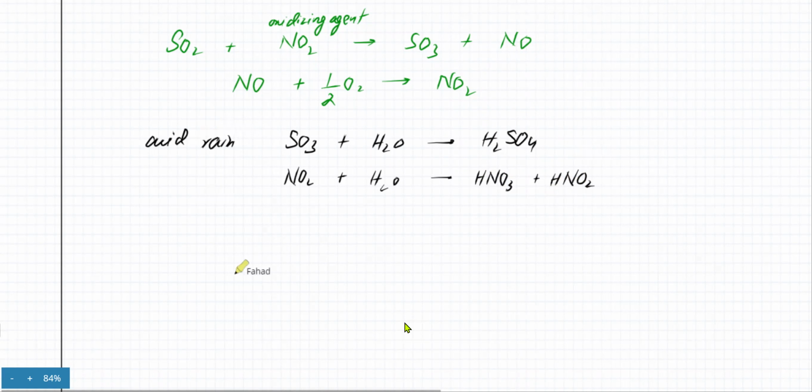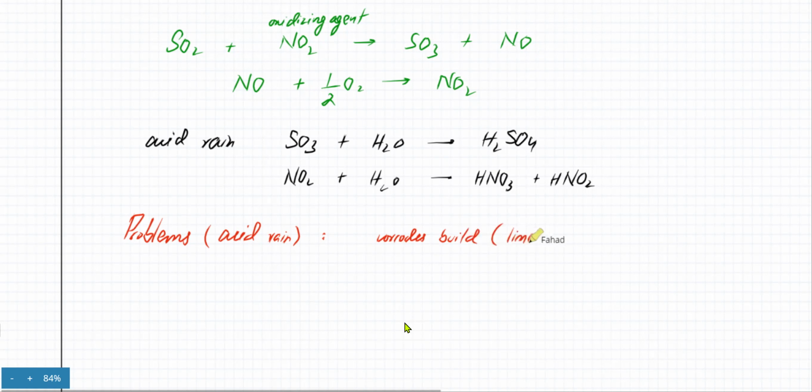Problems associated with acid rain. What are the issues of acid rain? Now, one huge issue of acid rain is that it corrodes buildings. And which buildings? Limestone and metal. Your limestone and metal buildings are going to corrode because they react with acids. Okay, that's number one. For human health, it causes skin and eye irritation.